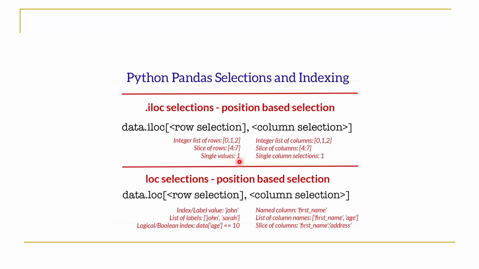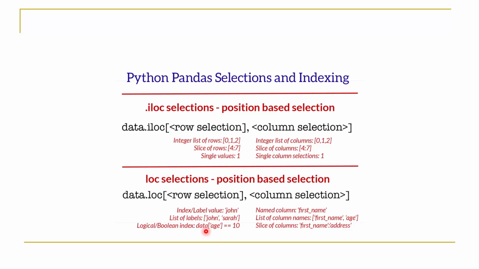We can also specify a slice of rows, like rows in the range of 4 to 7, or we can also specify an integer list of rows, like row numbers 0, 1 and 2. So there are three ways to specify rows and columns in this syntax. One is by a single value, second with a slice of rows, meaning starting from a lower to an upper range, and the third way is to specify the list of rows in the form of integer numbers.